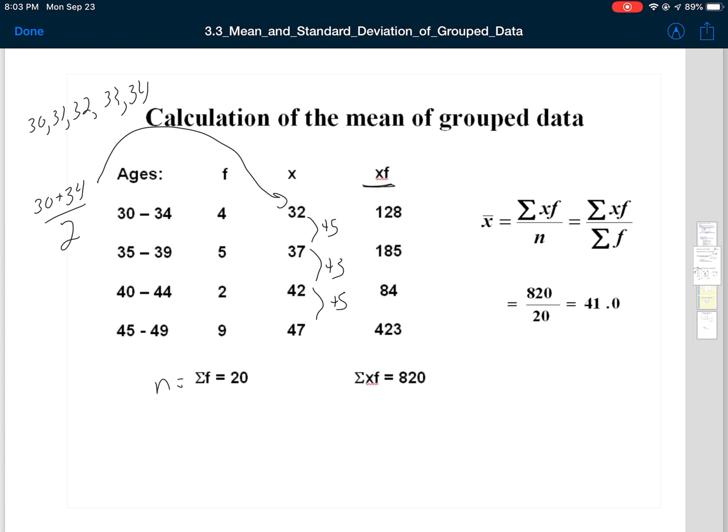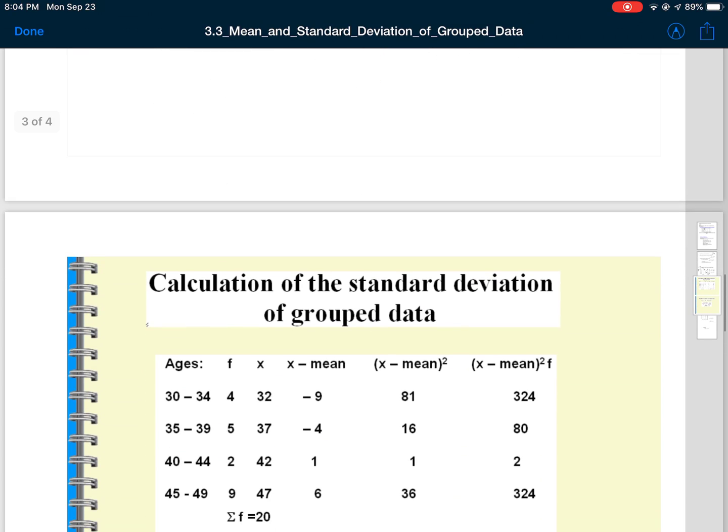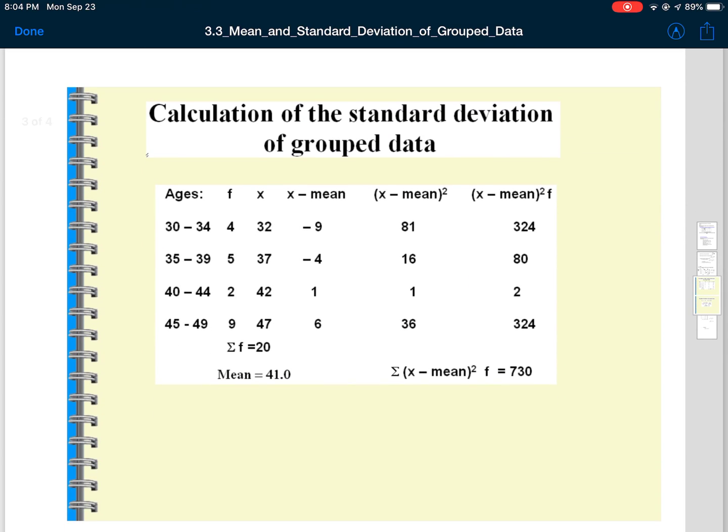And now it's a little bit different. I'm going to have a third column here. I'm going to take each midpoint times the frequency. So I get that 128 by taking 4 times 32, 5 times 37, 2 times 42, and 9 times 49 to get those values. And then I'm going to sum those up, get that 840, divided by 20, and my sample mean is going to be 41. And just like we did for standard deviation, I need that mean of 41. There's that X bar of 41.